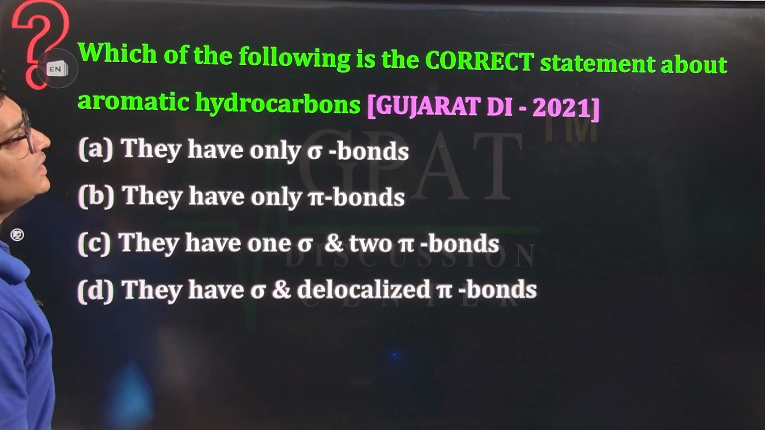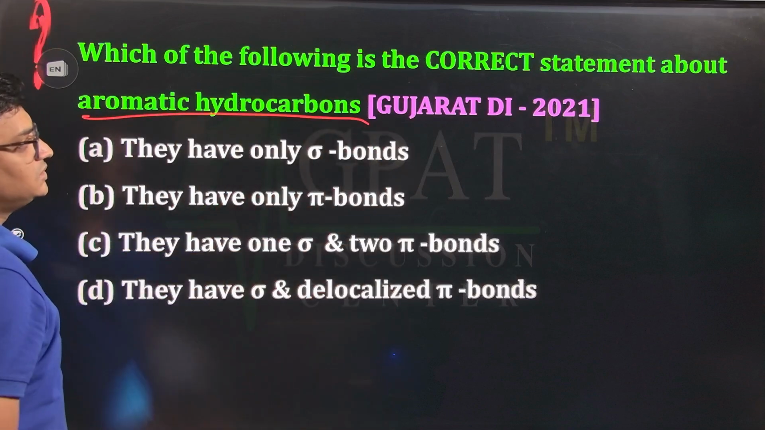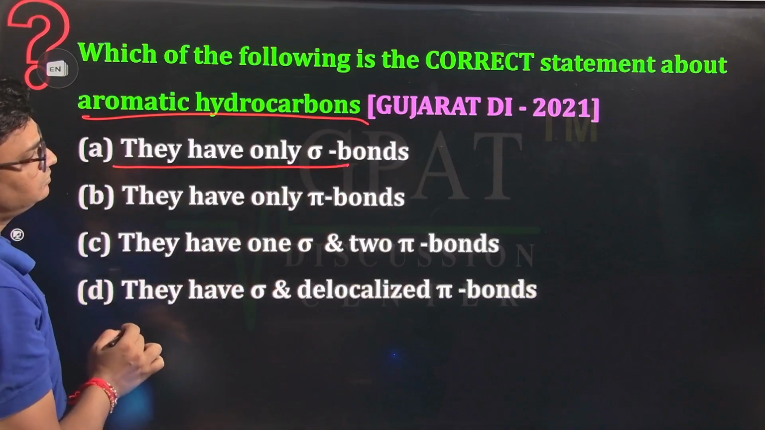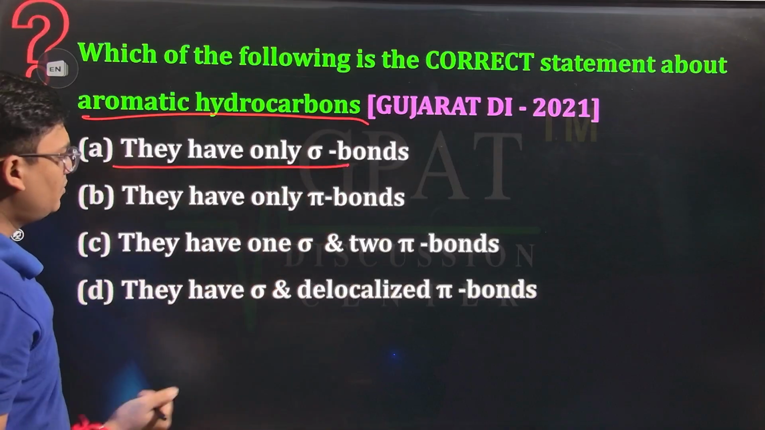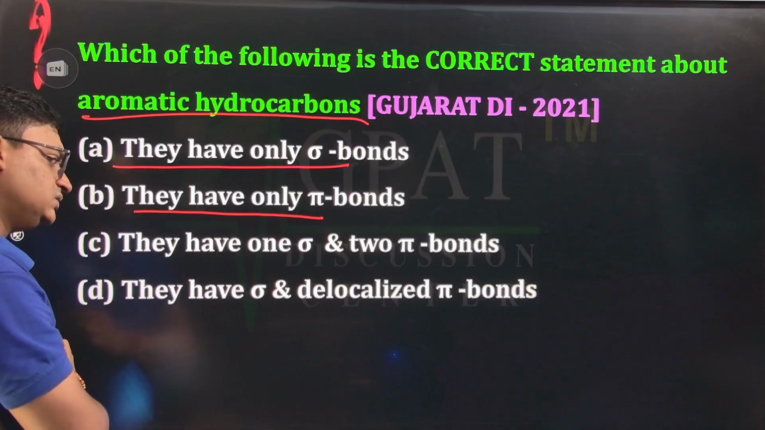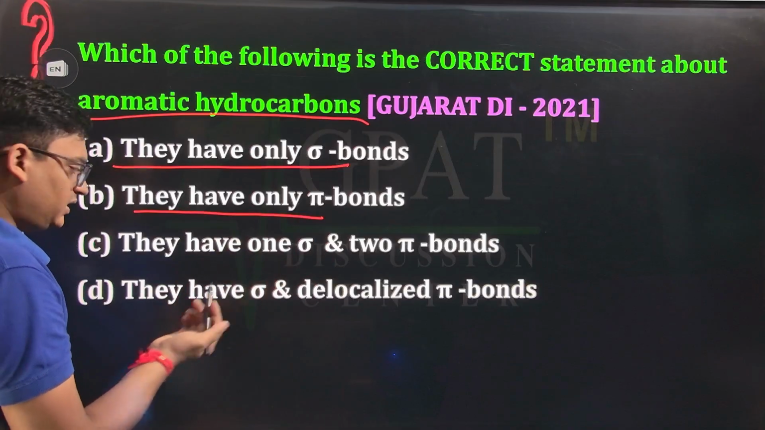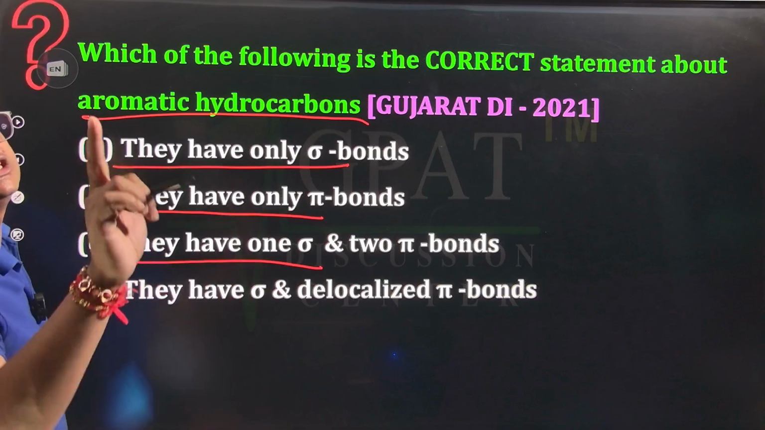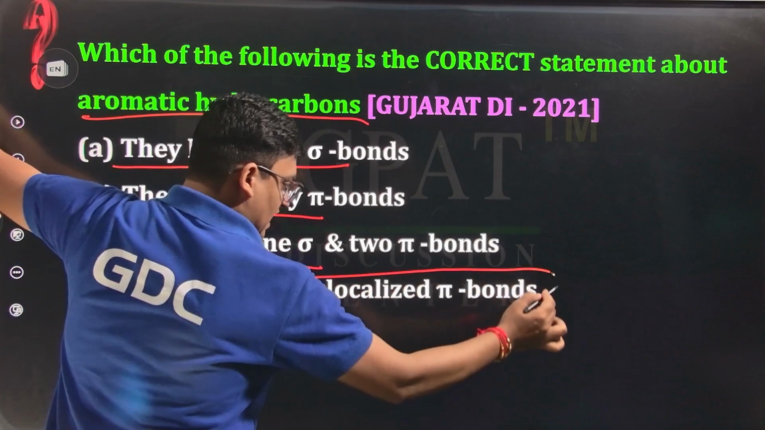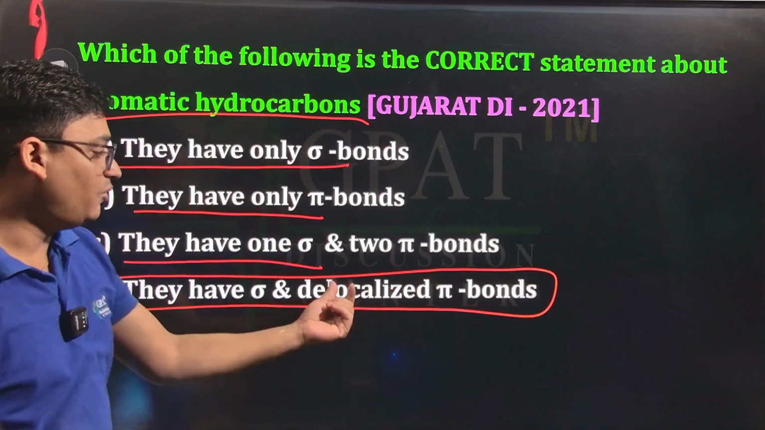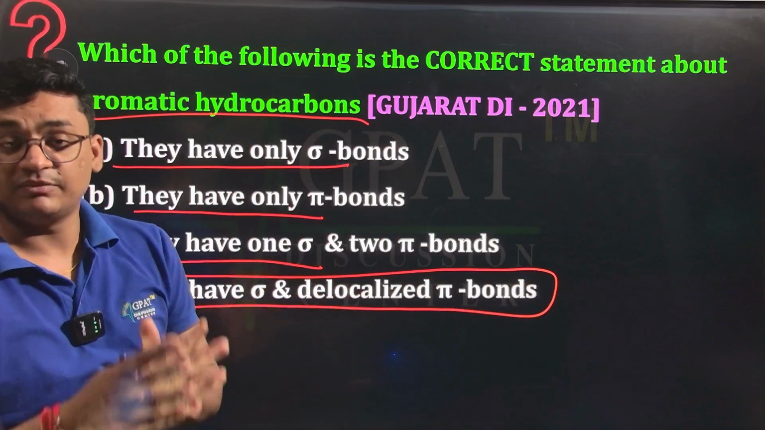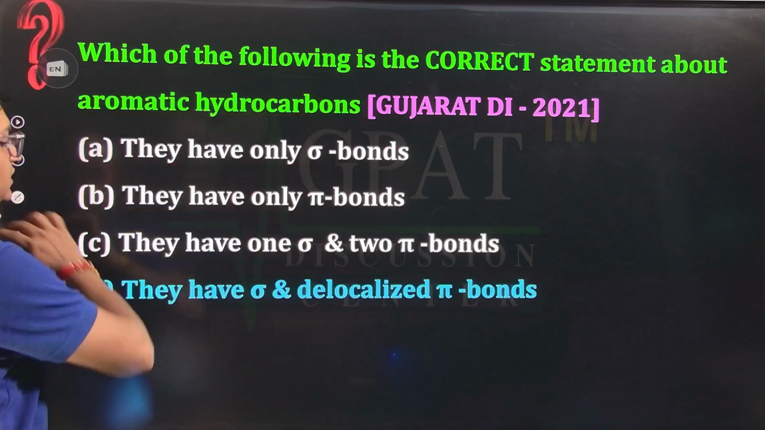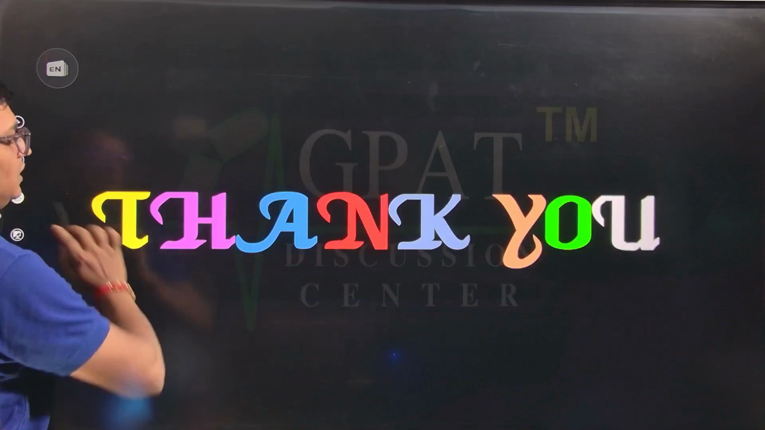Which one of the following is the correct statement about aromatic hydrocarbons? They have only sigma bonds? No, they actually have sigma as well as pi bonds. They have only pi bonds? No, that is not correct. They have one sigma, two pi bonds? They have sigma and delocalized pi bonds. Very true. They have sigma and pi bonds, but the pi bonds must have delocalization of electrons. The pi bond must be in conjugation. That's why we have delocalized pi bonds. So yes, D will be the correct answer.